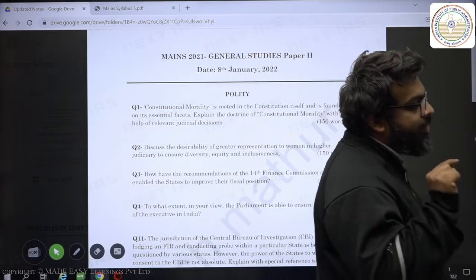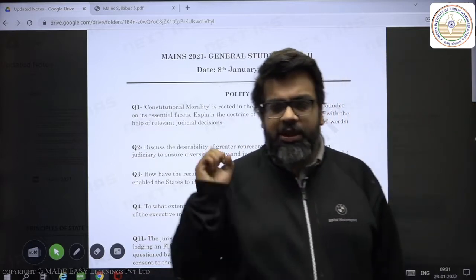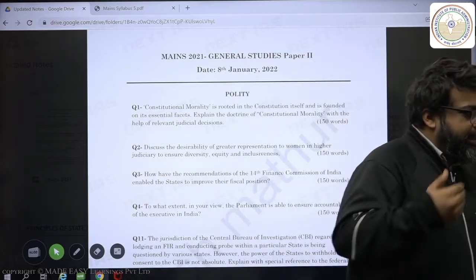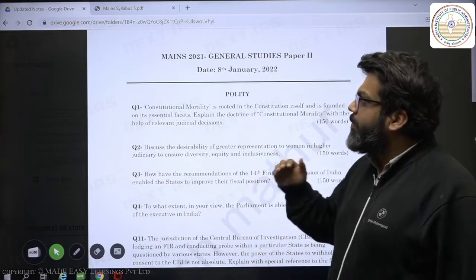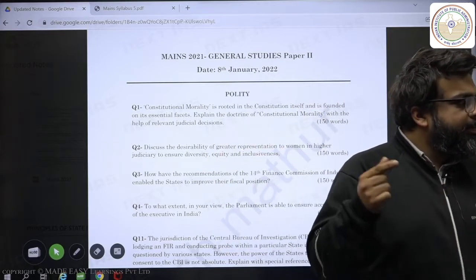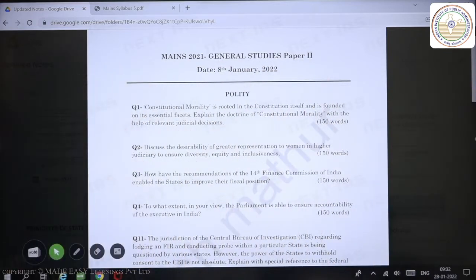Then the content that you give in your mains answers should have data, should have codes, should have arguments, should have perspectives like none other. So that is how you will be able to gain a slightly upper edge over and above your competitors. So we have to always remember this in the context that we are getting into.